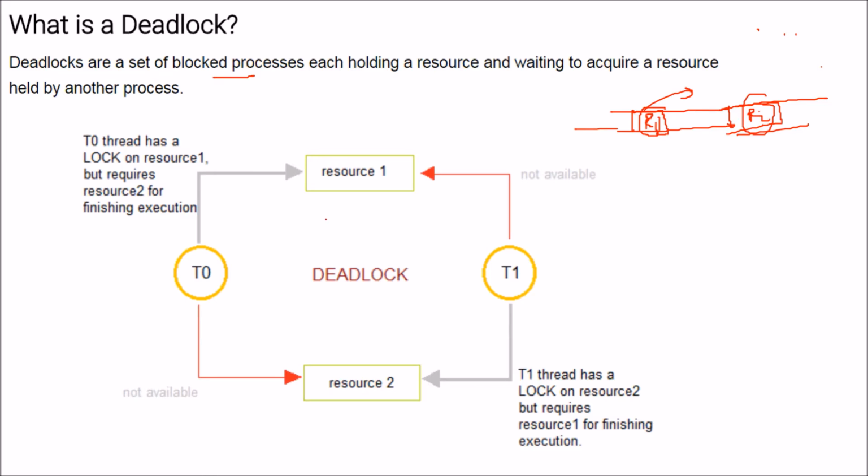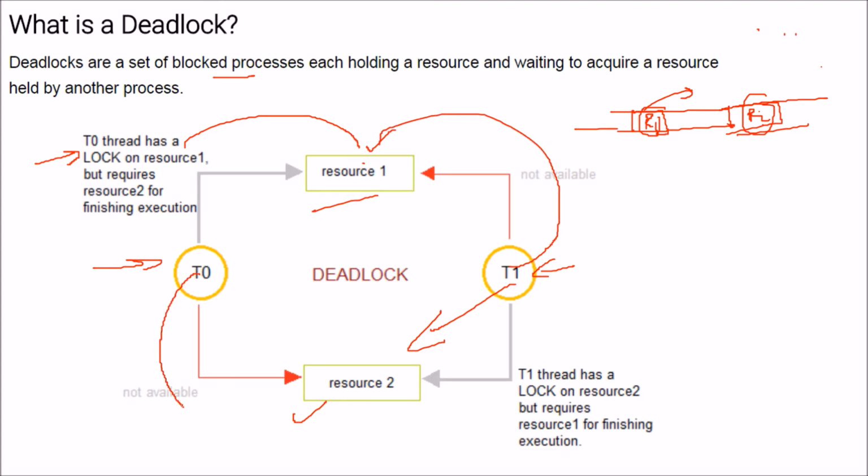What happens here, in an operating system scenario, is we have some thread or process. T0 has a lock on resource 1, but it requires resource 2 for execution. Now T1 is holding a lock on resource 2, and it requires resource 1 to complete execution. So T0 is holding resource 1 which is required by T1, and T0 requires resource 2 which is held by T1.